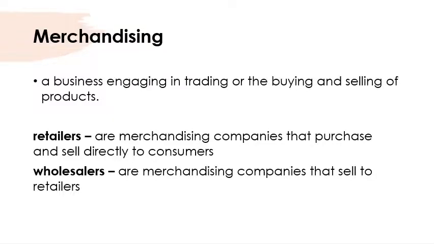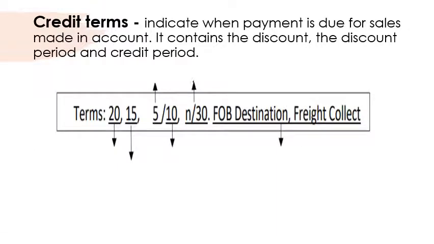Now let's go to the credit terms. A credit term indicates when payment is due for sales made on account. It contains the discount period and the credit period, as well as the trade discounts and the shipping terms. Here we have an example of a credit term: 20, 15, 5, 10, and then 30, FOB destination, and freight collect. How do we read this one? Before we proceed to that, let us go first to the parts of this credit term.